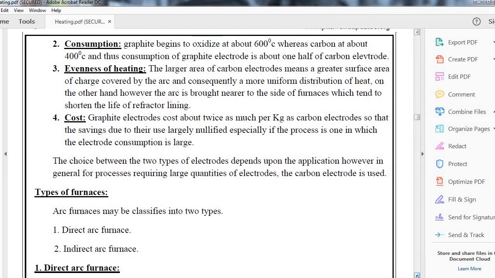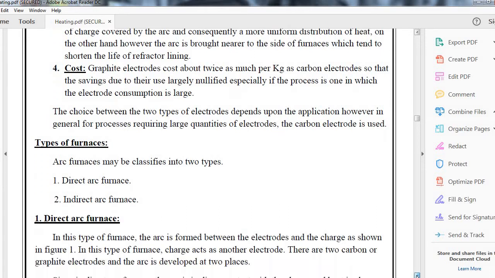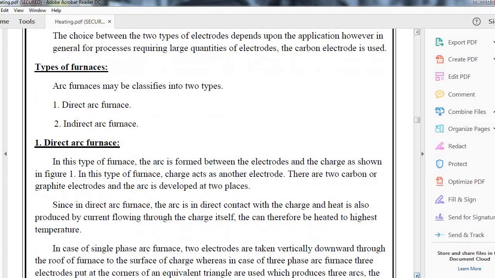Another type of classification: arc furnaces can be classified into direct or indirect arc furnace. Direct arc furnace. In this type of furnace, the arc is formed between electrodes and the charge as shown in figure 1. In this type of furnace, the charge acts as another electrode and there are two carbon or graphite electrodes, and the arc is developed between these two places. Since in the direct arc furnace the arc is in direct contact with the charge and the heat is also produced by current flowing through the charge itself, it can therefore be heated to a higher temperature.